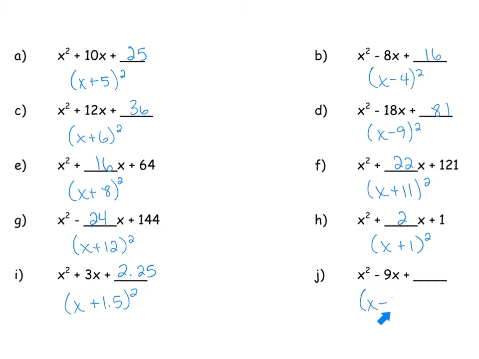Over here, x minus 4.5. Square that to get 20.25. In all of these situations, half of our middle term gives us that number squared gives us our c value.